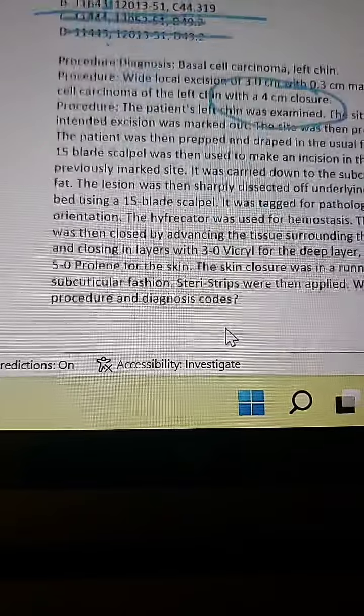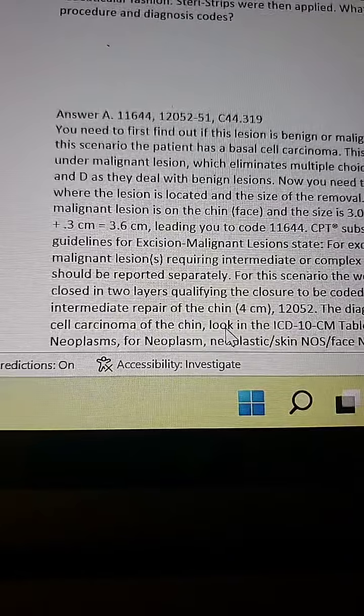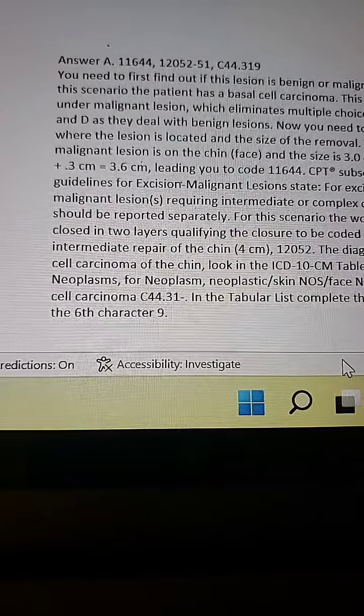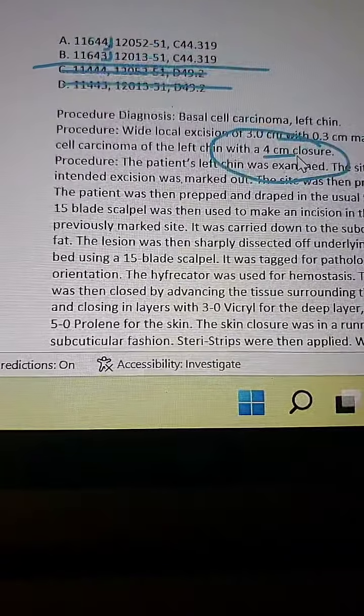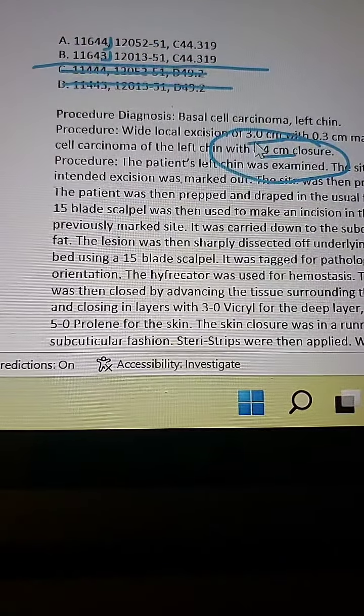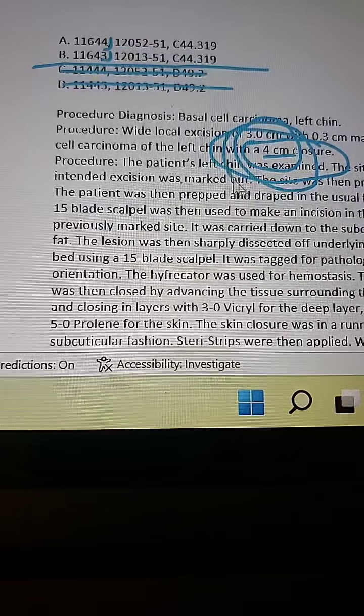Yep. Go by our size. A is our answer. Tons of explanation there. But just because our closure and our excision, both the 3 and the 4 centimeters right there. Yep. Equals our 44 all day long.